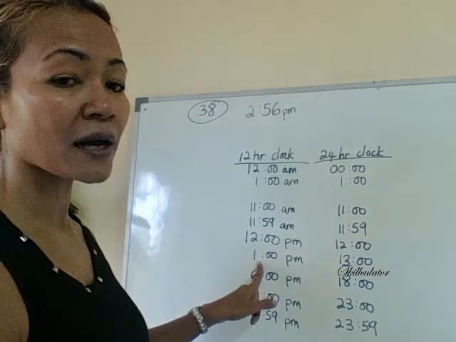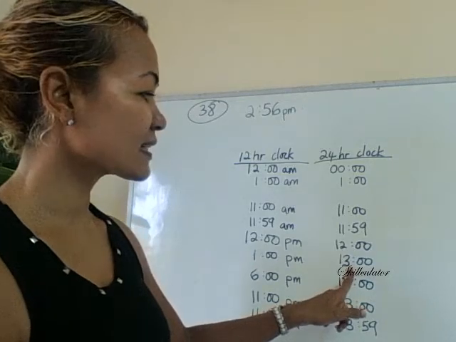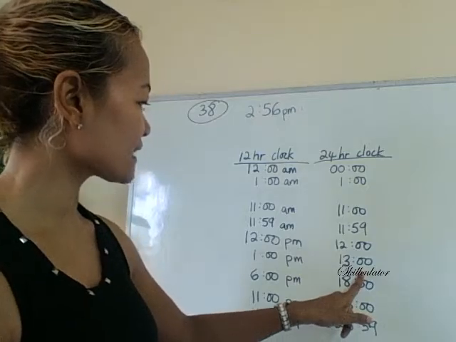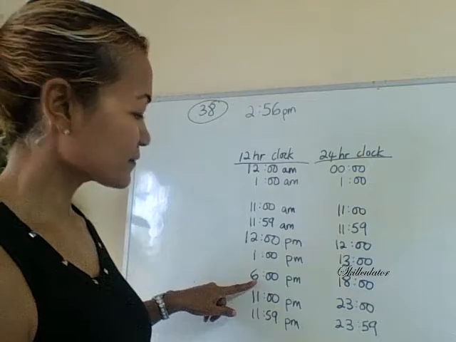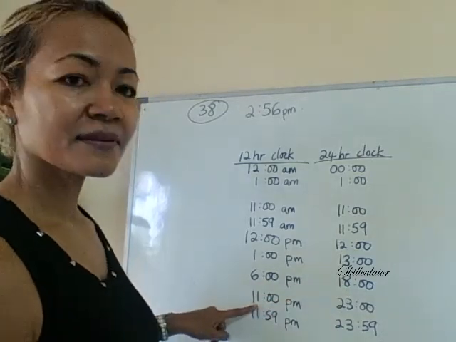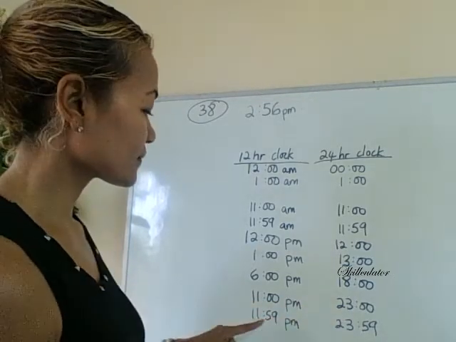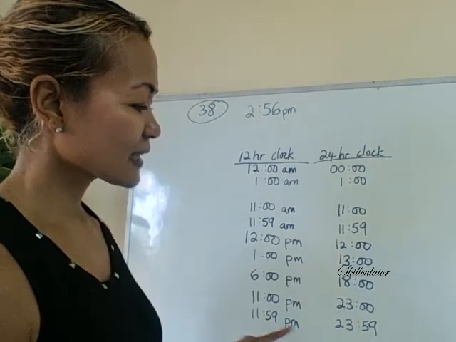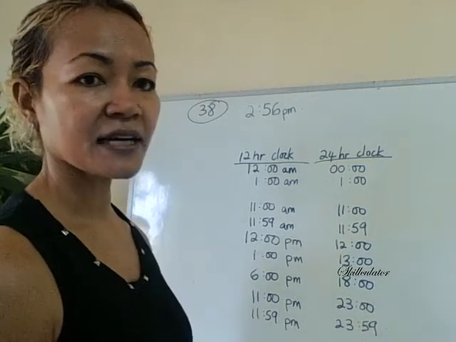So here it's 1 p.m. plus 12 is 13. 1 plus 12 is 13. It's 1300 hours. Don't say PM or AM. It's just 1300 hours. 6 plus 12, 1800 hours. 11 plus 12, 2300 hours. 11:59, 1 minute before midnight, is 2300 hours and 59 minutes.